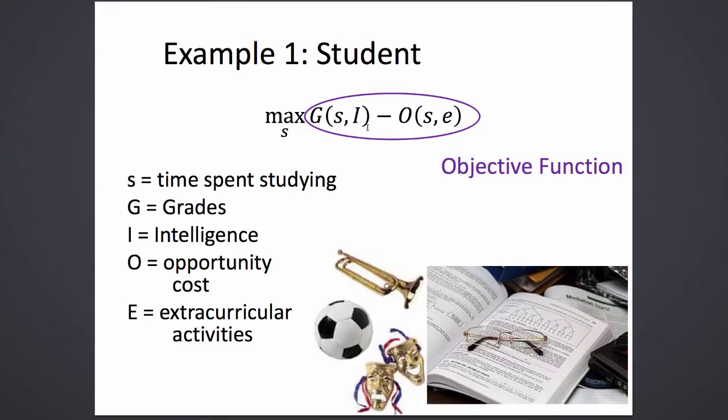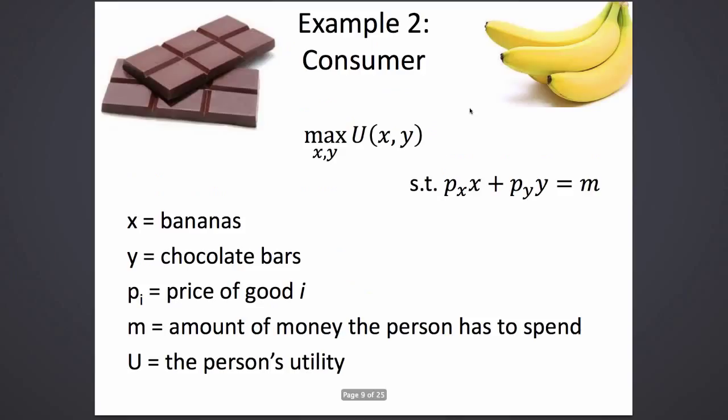There's also our objective function, which is just what we're trying to maximize. And that's example number 1. Example number 2 is the classic economic example of maximizing our objective, which is utility, by choosing our choice variables down here, which in this case are going to be the number of bananas and the number of chocolate bars that we choose to buy. And we're maximizing our utility. That's going to be our objective function subject to a constraint.